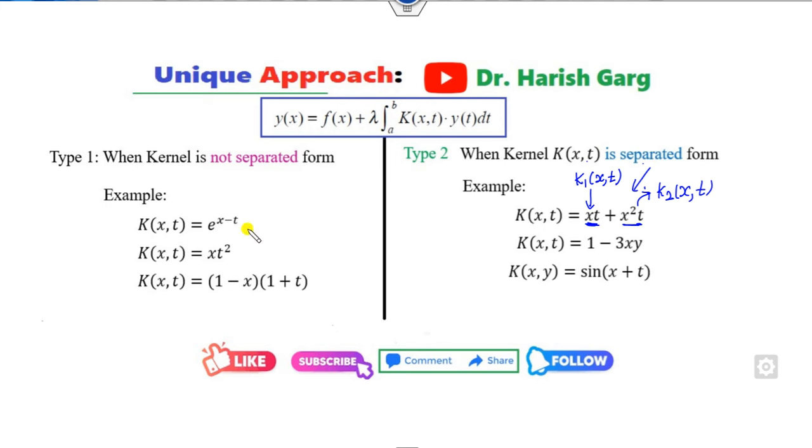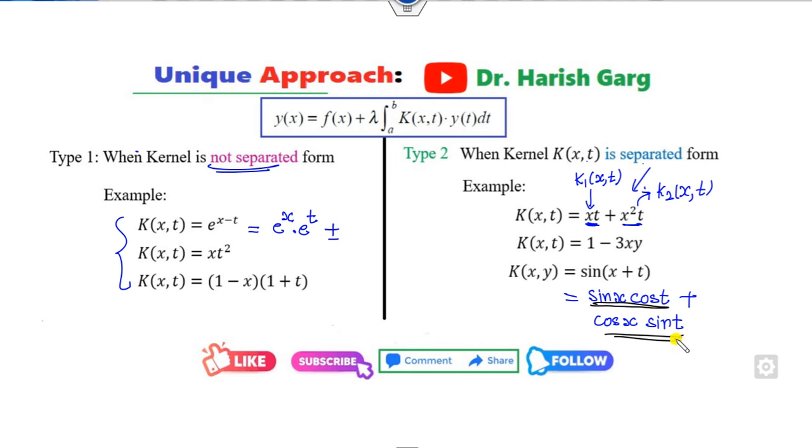In this case, you can never separate them. You can write e^x into e^t. This is a function of x and t only. It cannot be written as a plus or minus sign. Similarly, this is my type 1 when the kernel is not separated. Type 2, you can see in this case, you can write sin x cos t plus cos x sin t. So clearly these are two different functions. One is a function of x and this is a function of t.